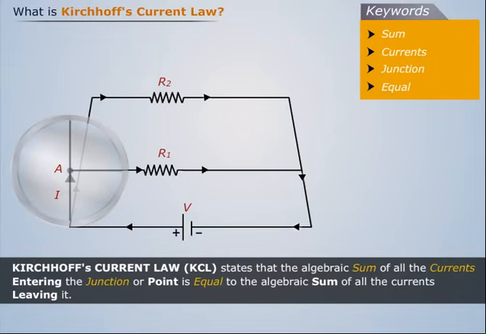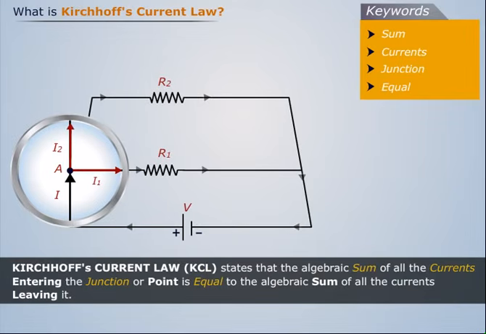Now, as the resistances are connected in parallel, we see that current divides into two components. Let I1 be the current flowing through R1, and I2 the current flowing through R2.